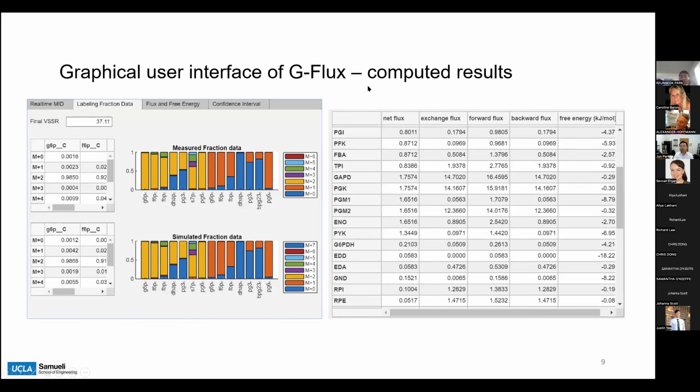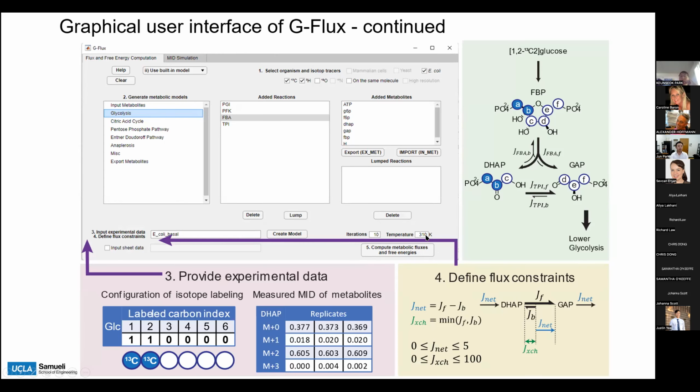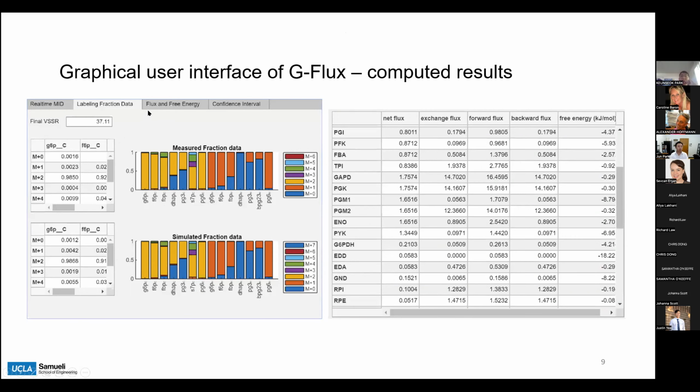So in the graphical user interface, after clicking the compute metabolic flux button, you will encounter result panels, which also show the experimental data, which shows the labeling pattern of extracted metabolites, and also this finally computed fraction data here correspondingly, so you can compare the tendency of this. And furthermore, the core part of the software is to get the flux and also free energy.